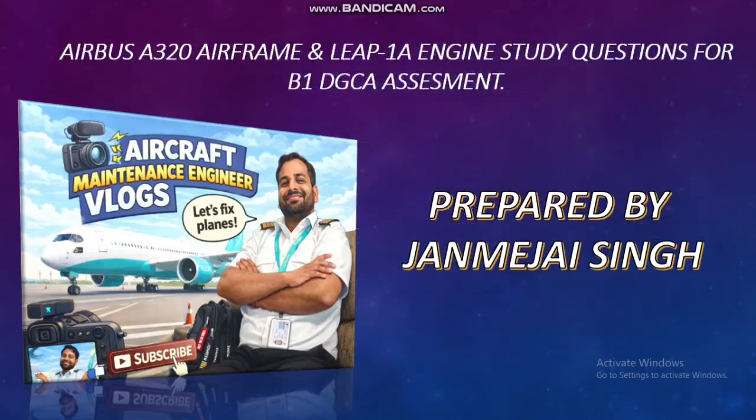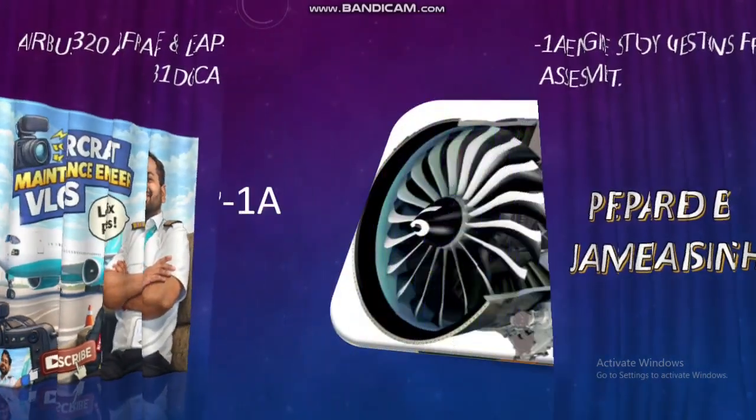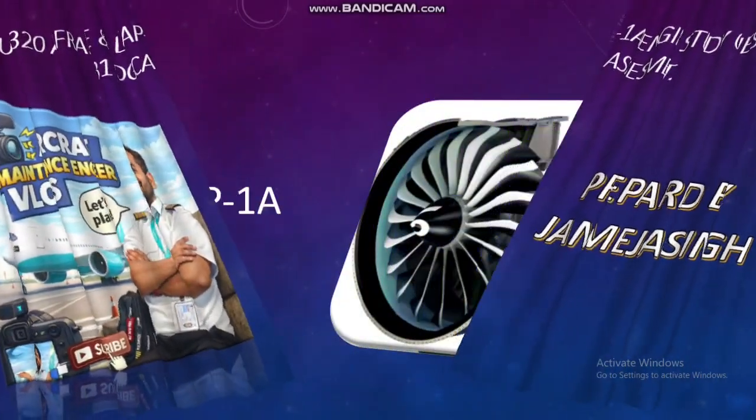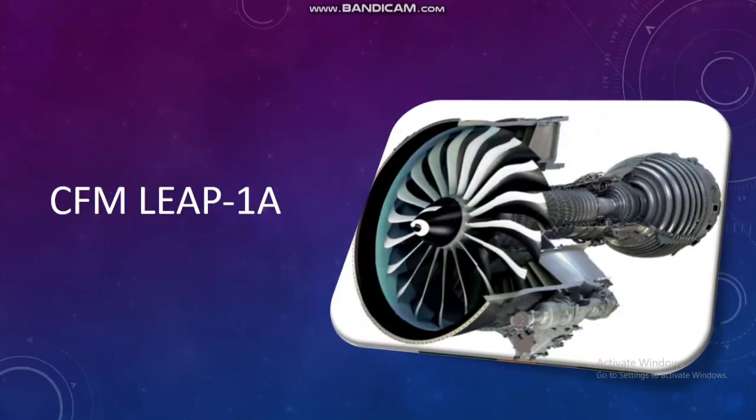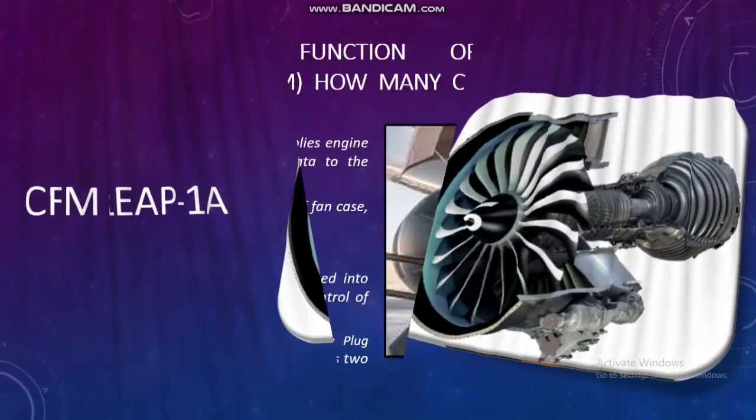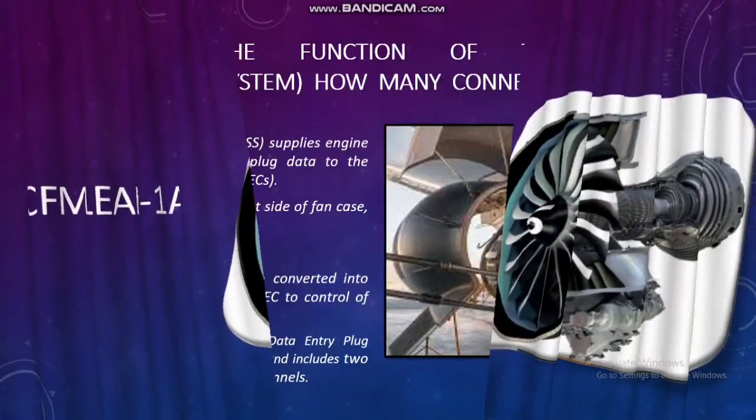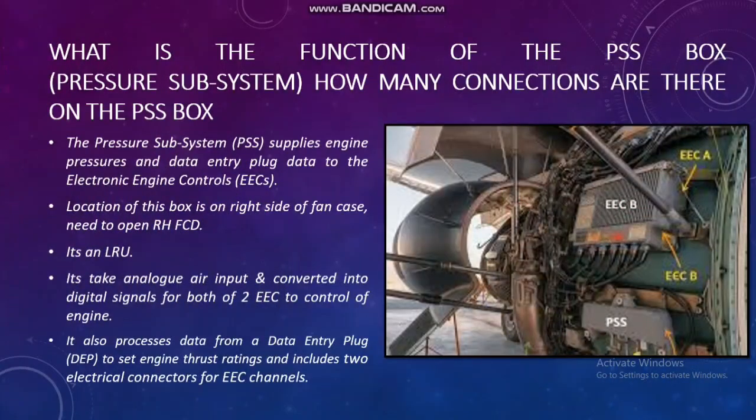So let's start with Airbus 320 airframe and LEAP engine questions for DGCA assessment. First we'll start with the LEAP engine. This is the CFM LEAP 1A engine. Just a demo, you can see the photo of the CFM LEAP engine, and the first question is: what is the function of the PSS box?